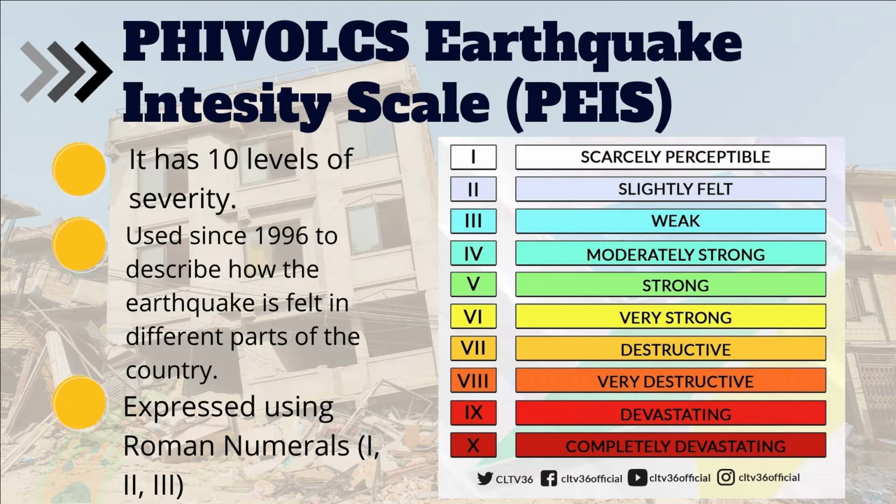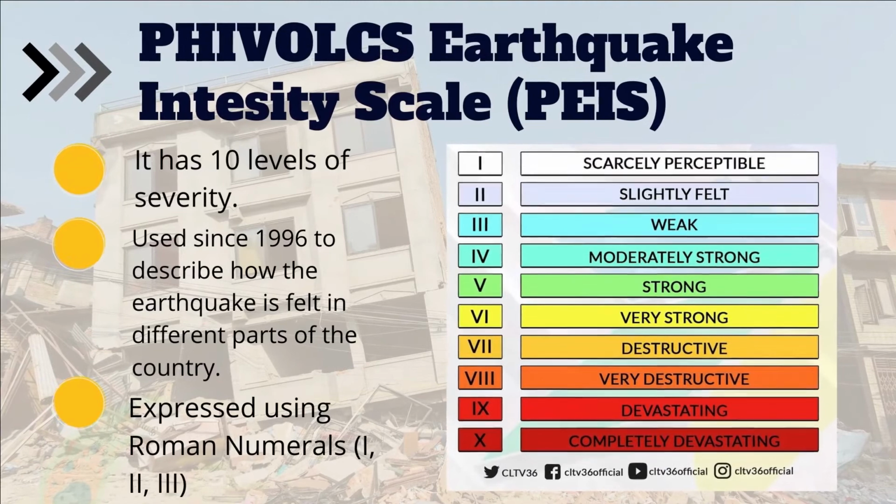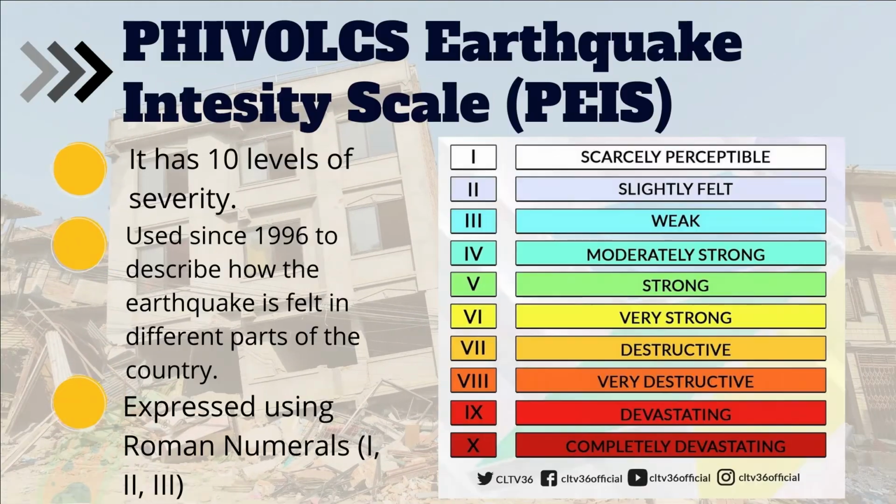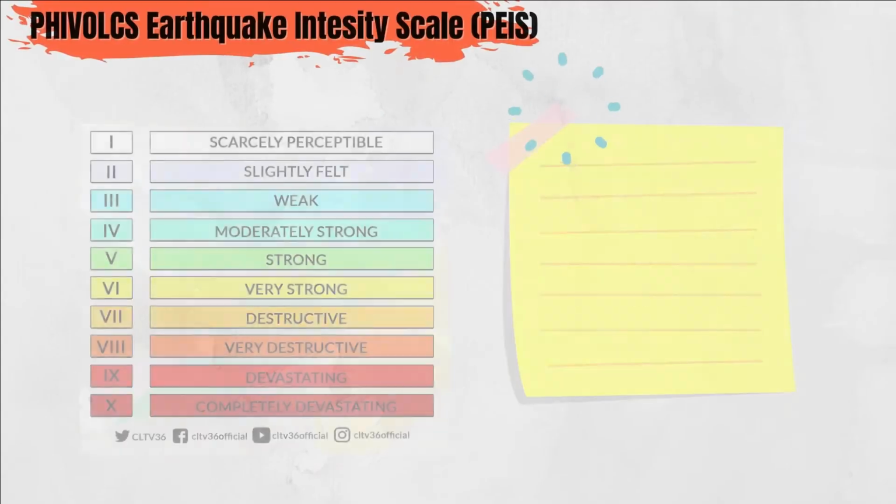It has 10 levels of severity, used since 1996 to describe how the earthquake is felt in different parts of the country, expressed using Roman numerals. Kung inyong mapapansin, may 10 levels ng severity ang PEIS. 1. Scarcely perceptible. 2. Slightly felt.